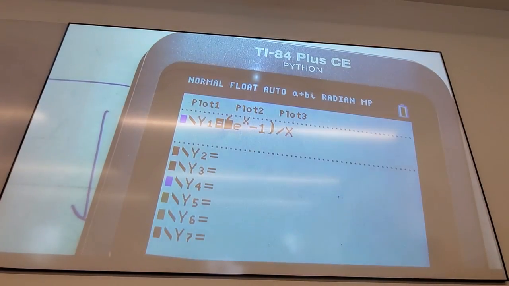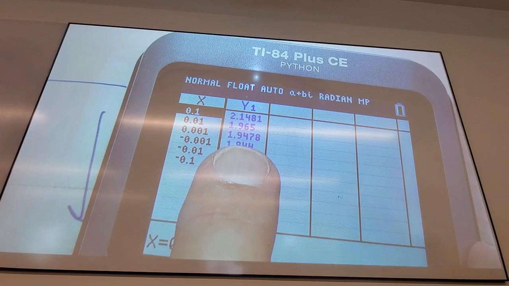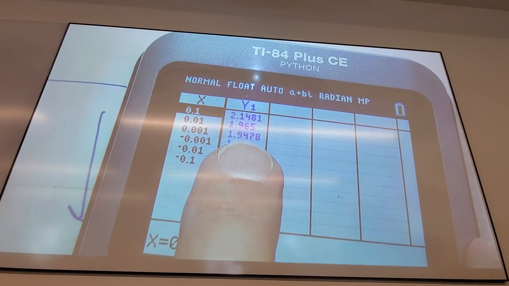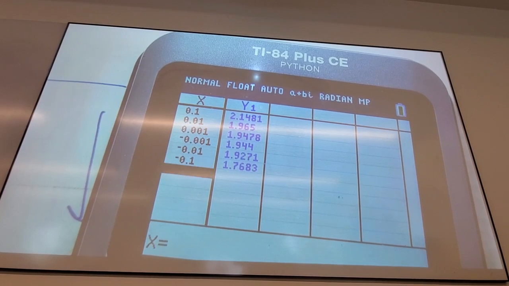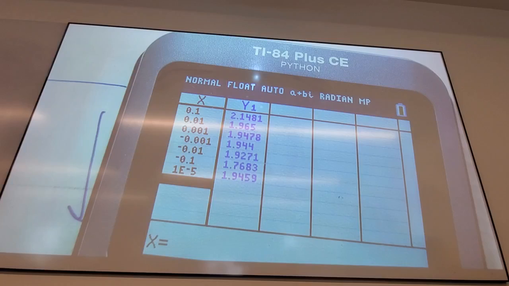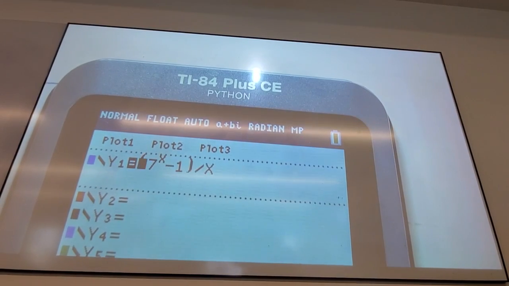Now, let me see, real quick. If I change this to be 7, like I was saying earlier, and I go back to my table, what's it look like that's approaching? 2. No, not 2. 1.94, 1.95, 1.9 something, you guys with me? Let's go even closer just to get a better feel for this. 0.00001. Yeah, 1.9459. Now, what did I claim? If it's 7, what did I claim it should be equal to? The natural log of 7, yes?